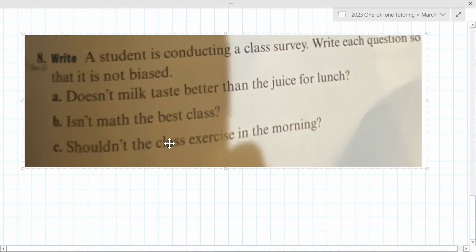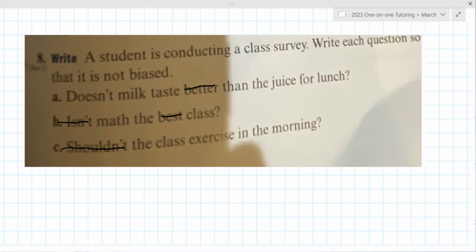Well, it's something you see in political science. They call these loaded questions or leading questions. You don't want to collect data with these biased questions. So you don't want to use words like shouldn't or isn't and best, better. Those are the words that you want to eliminate. You really don't want to give a preference.